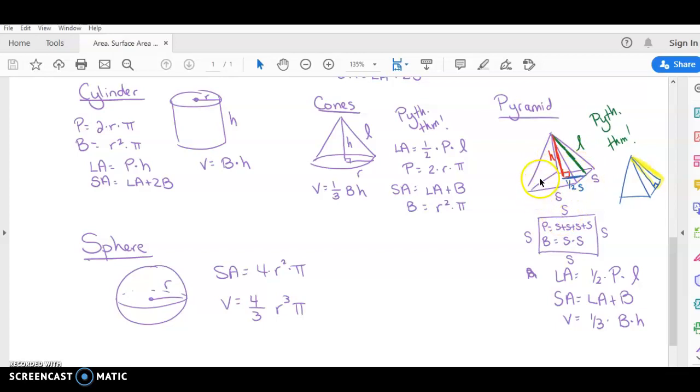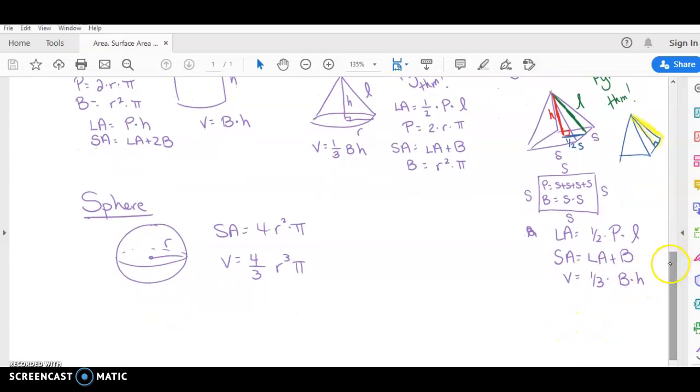Perimeter of the base. So the perimeter of this square would be S plus S plus S plus S, or 4 times S. The area of the base, you just multiply S times S. There is a possibility of Pythagorean theorem with these as well. So maybe you're given the slant height and this bottom piece, and then this piece as well. All right, you might need to use Pythagorean theorem using those 3 pieces. Lateral area is 1/2 times the perimeter of the base, so the perimeter of the square times the slant height. Surface area is the lateral area plus just the area of the base. And volume is 1/3 area of the base times the height. Make sure you use height for the one, slant height for the other.